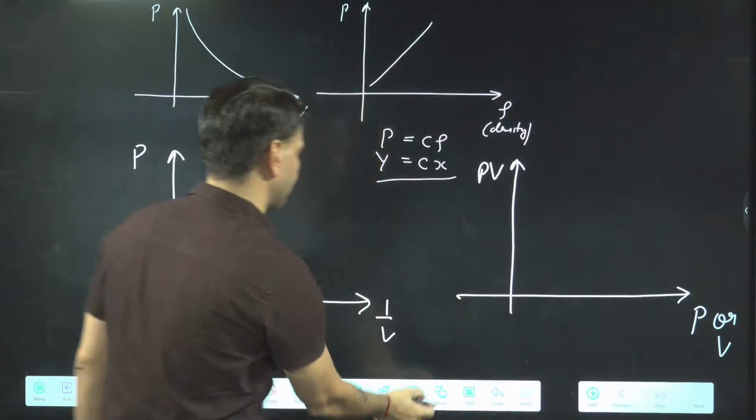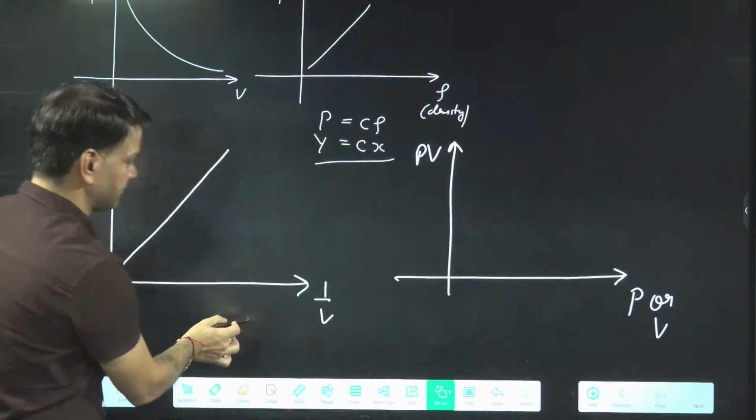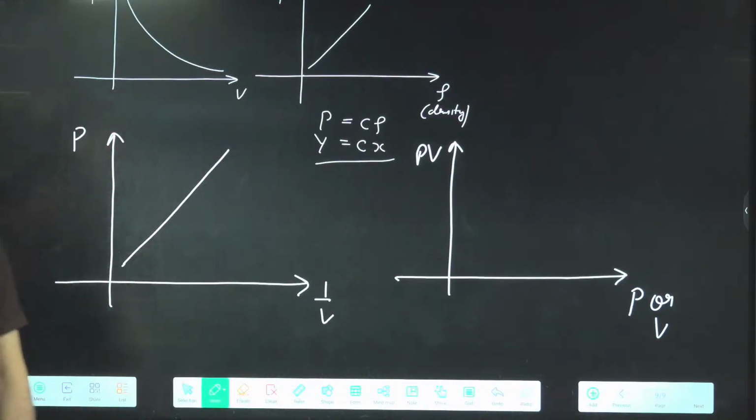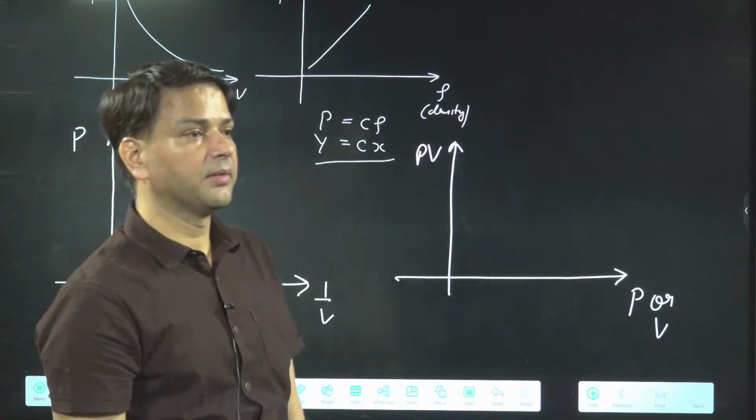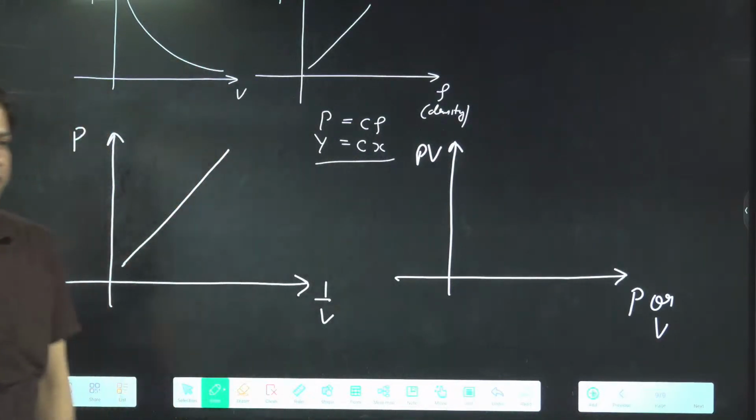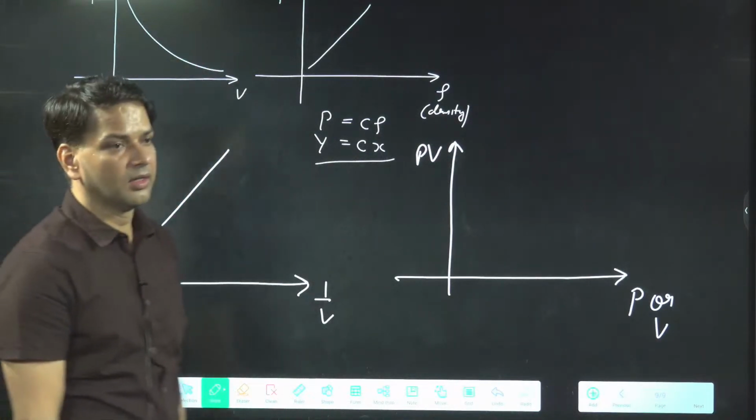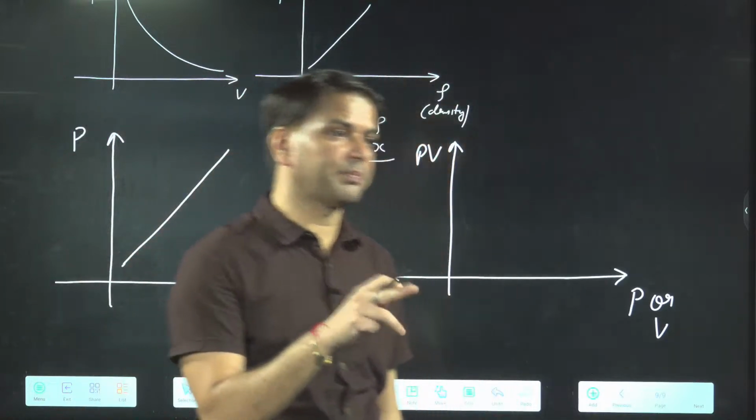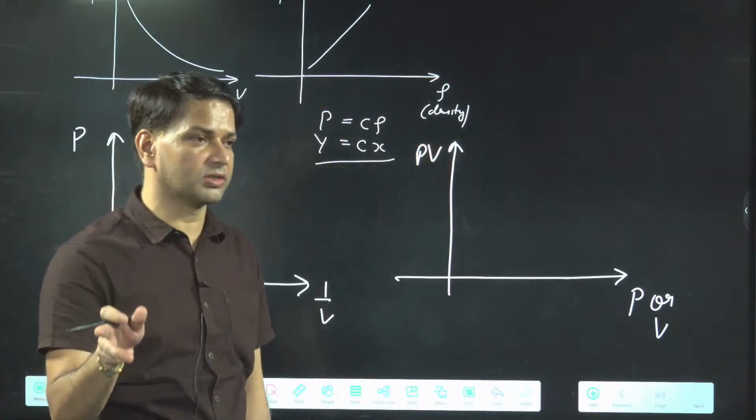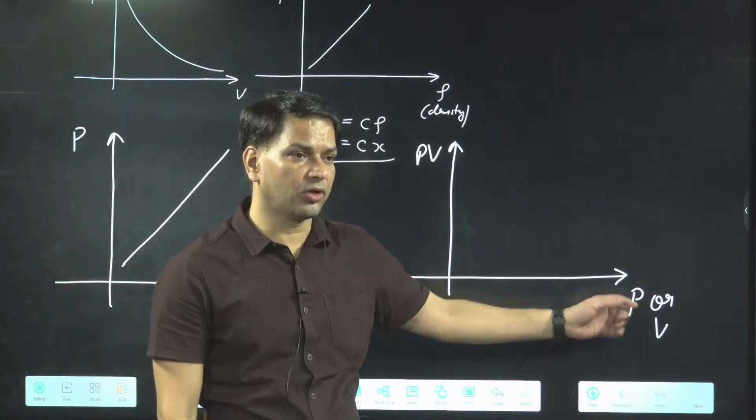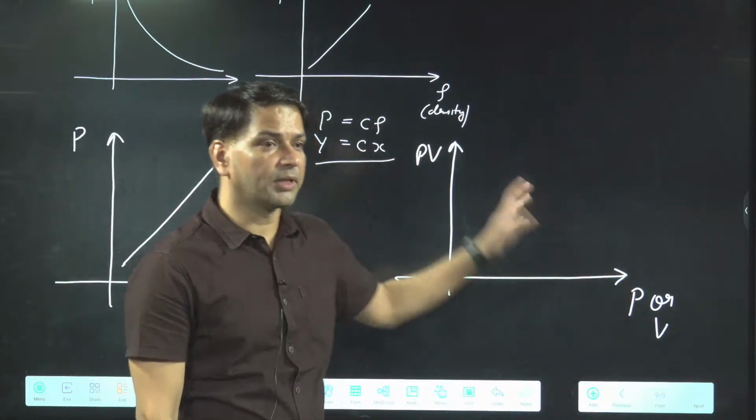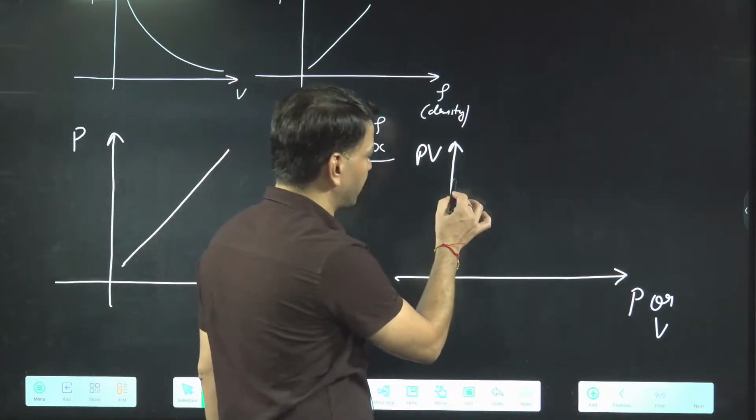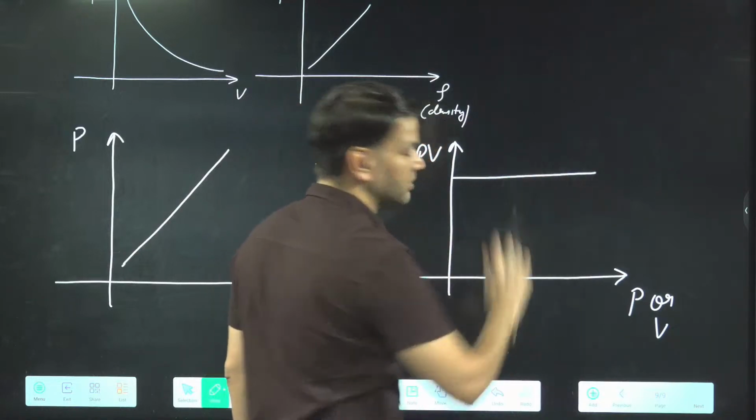What is that graph? I am plotting between PV and P or V. Whatever the value of P, whatever the value of V, the product of P and V is constant. So whether I am plotting P here or V here, PV will be constant. Whatever the value of PV, you will get it is constant.